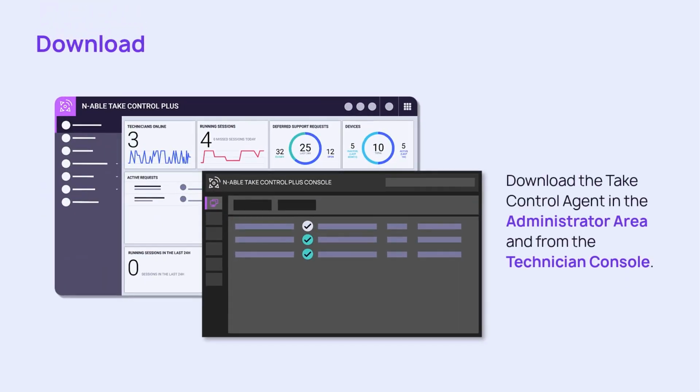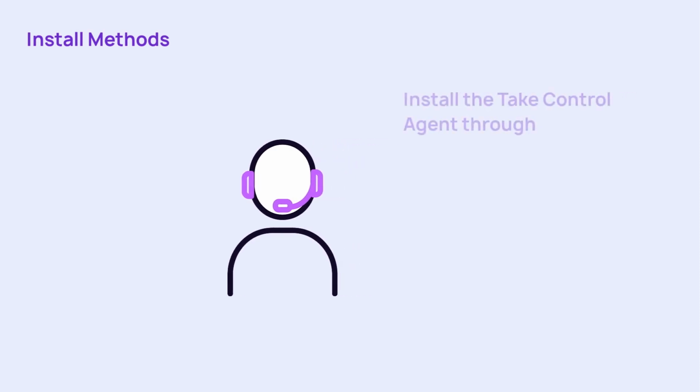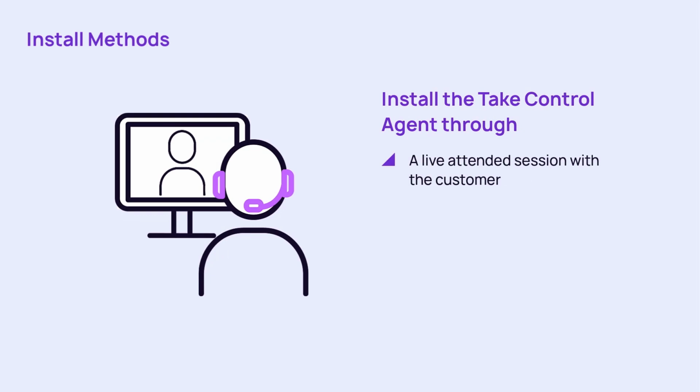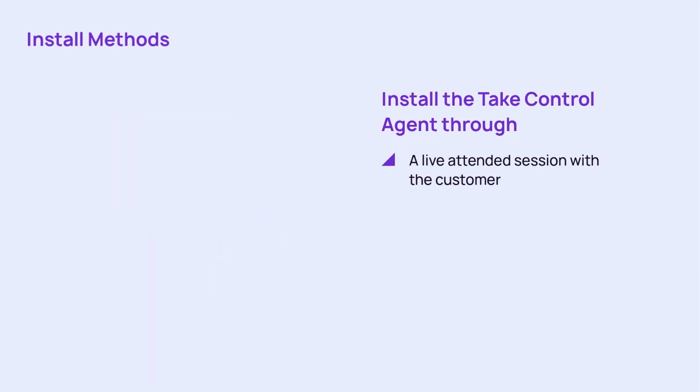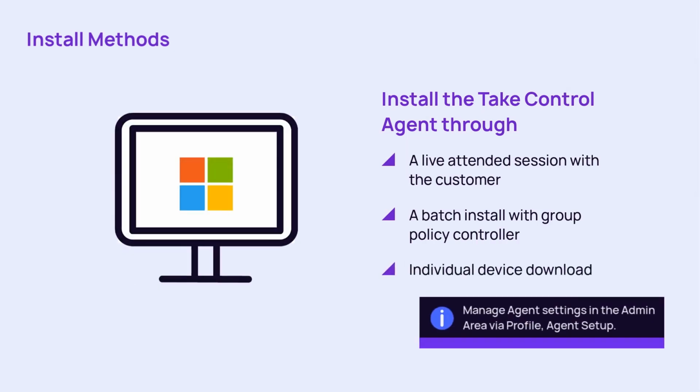The Take Control agent is available for download in the administrator area and from the technician console. There are multiple methods to install the Take Control agent, which include installation during a live attended session with the customer, while the technician guides the customer through the agent installation, or a batch install using the Windows MSI installer, or download to individual Windows, Mac, or Linux devices.